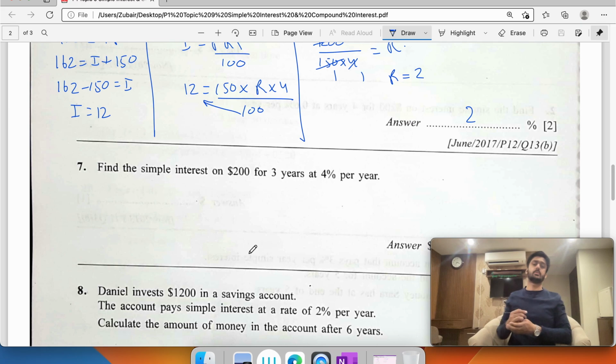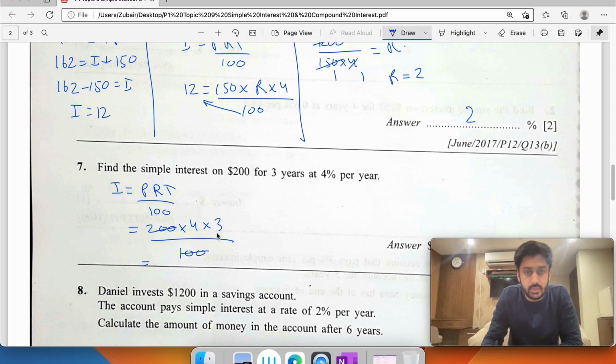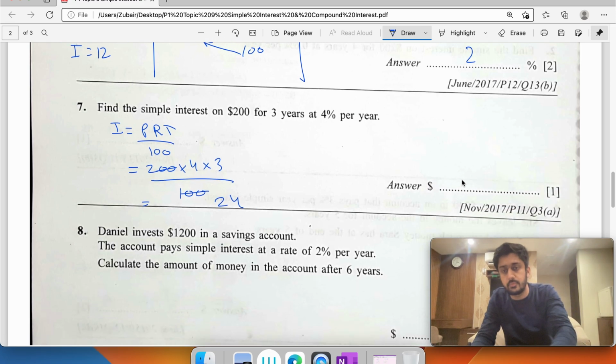Find the simple interest on $200 for 3 years at 4% a year. Interest is equal to PRT over 100. Invested amount 200, rate is 4, times 3. 2 4 times 8, 8 3 times is 24.